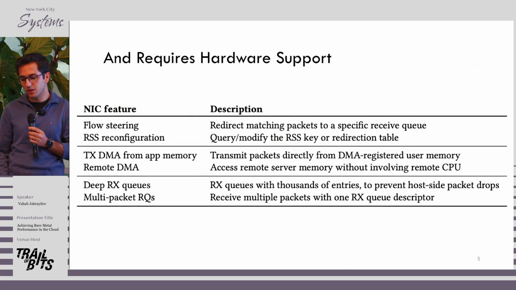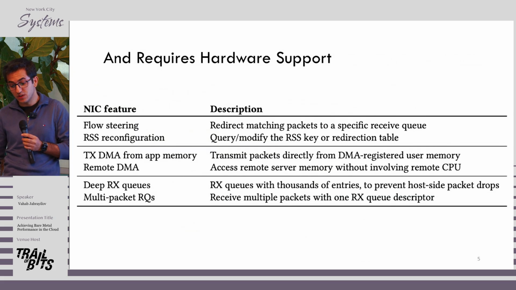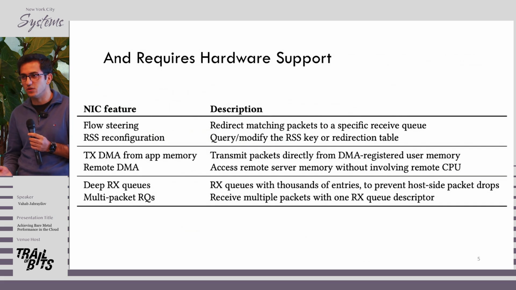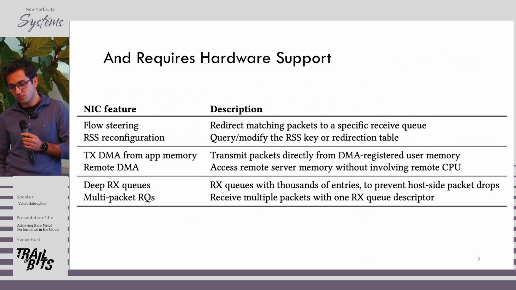For example, they rely on flow steering to redirect matching packets to specific receive queues. They use RSS reconfiguration to play with the core to queue mapping by modifying the RSS key or redirection tables. Sometimes they use transmit side DMA from the app memory, or they even utilize remote DMA, also known as RDMA, to efficiently transmit and receive the packets. Sometimes they use deep receive queues to prevent host-side packet drops, or multi-packet receive queues to handle receiving multiple packets with a single descriptor.